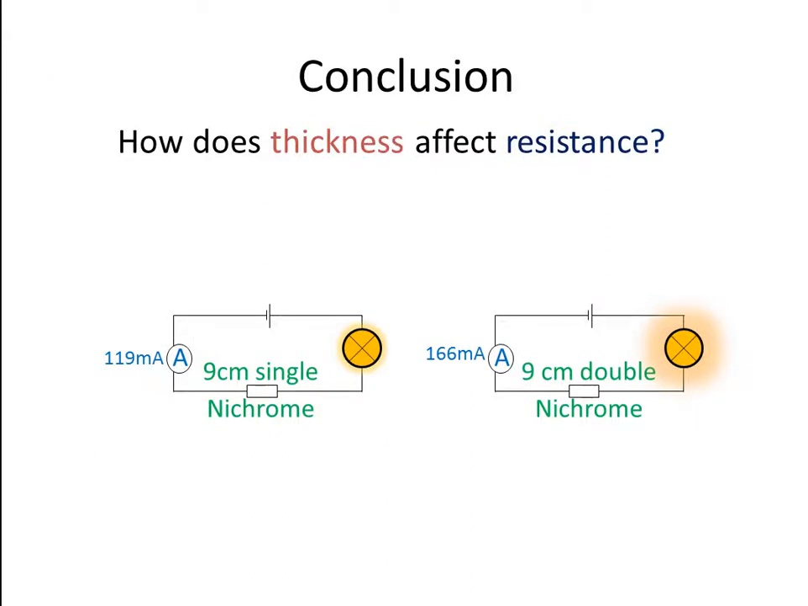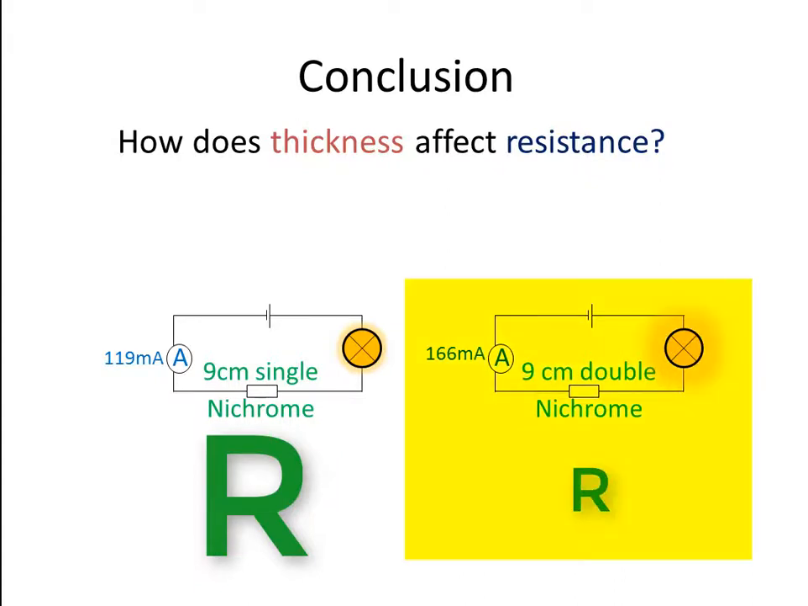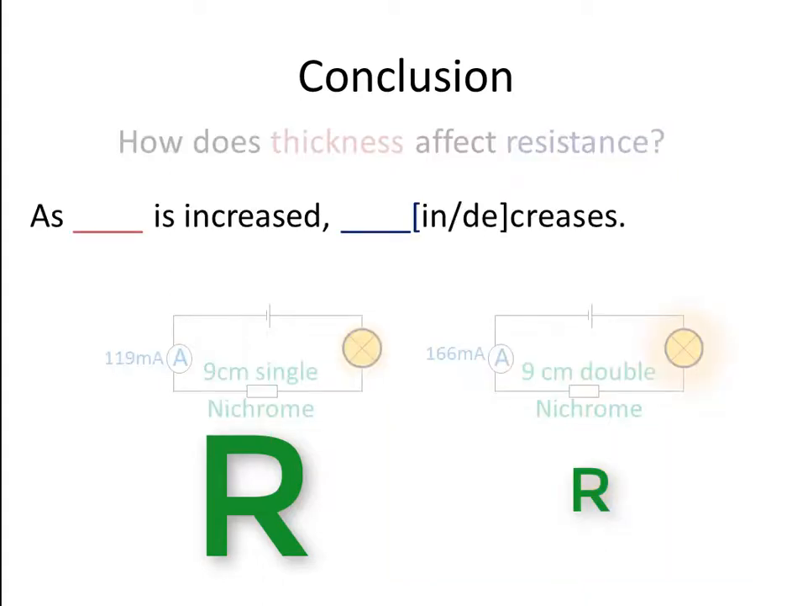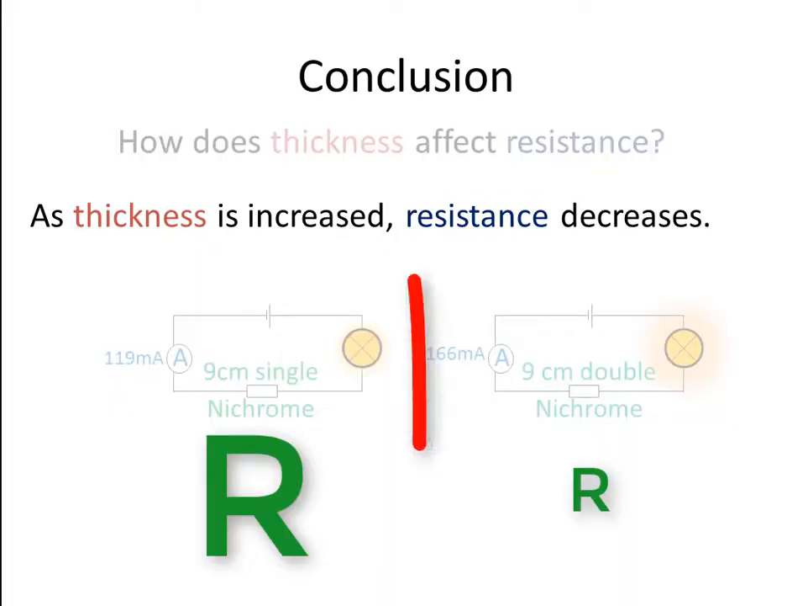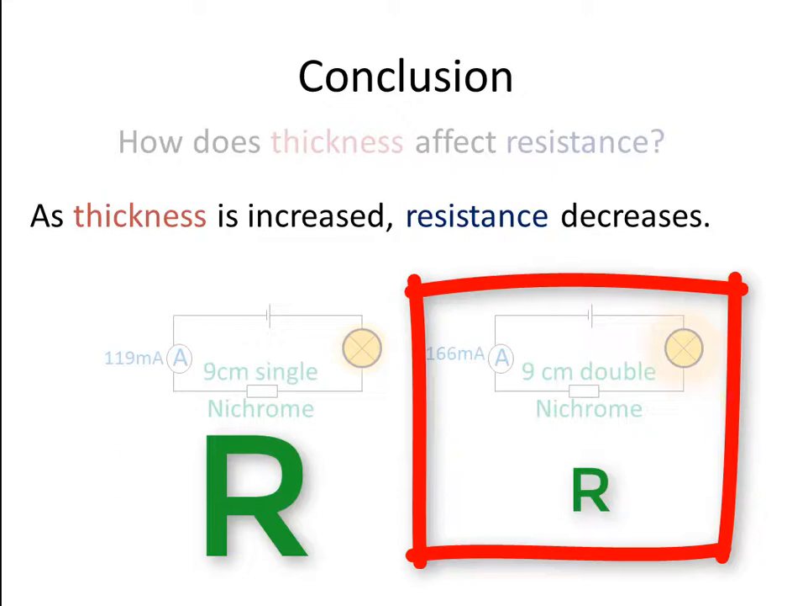So what is our conclusion? How does thickness affect resistance? Remember, this circuit has higher resistance than that circuit. So when we make the circuit thicker, what does that do to resistance? Give your answer in this format. As the independent variable is increased, the dependent variable, what happens to it? Does it increase or does it decrease? As thickness is increased, resistance decreases. As we make the resistor thicker, it becomes easier, less resistant.